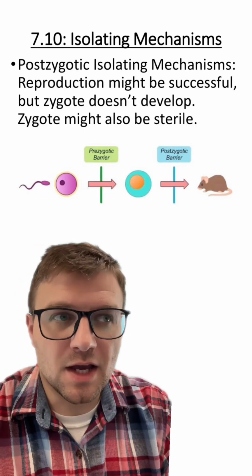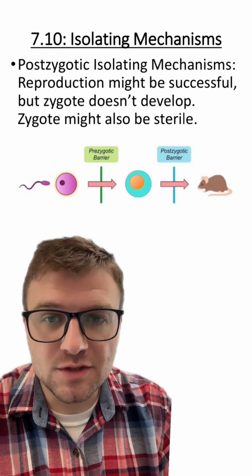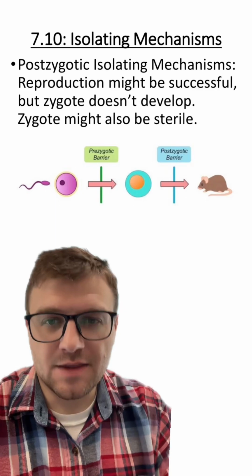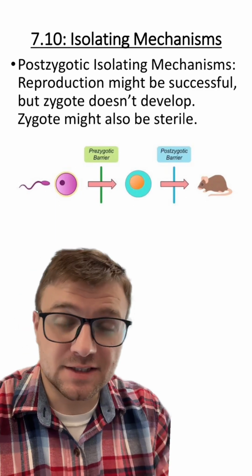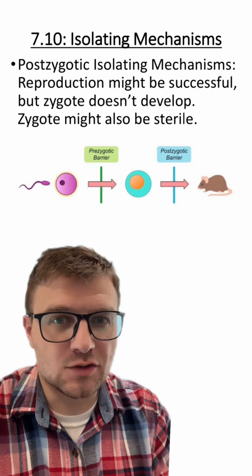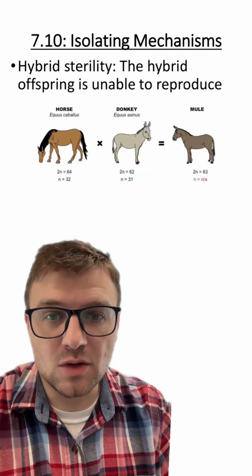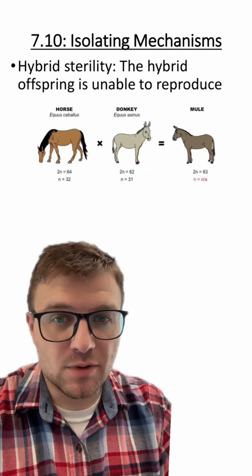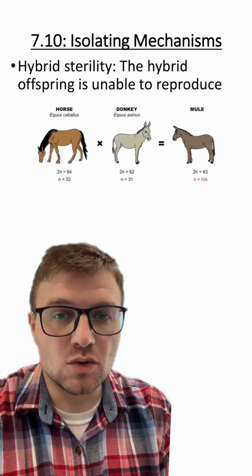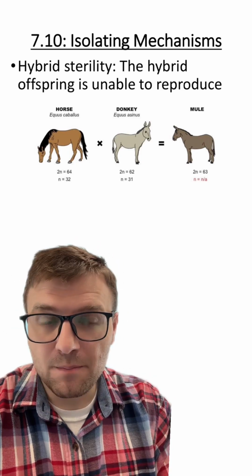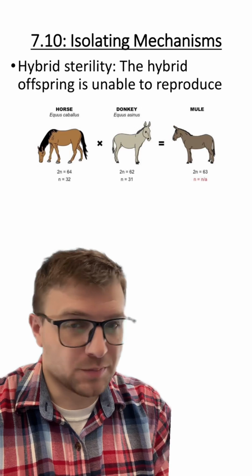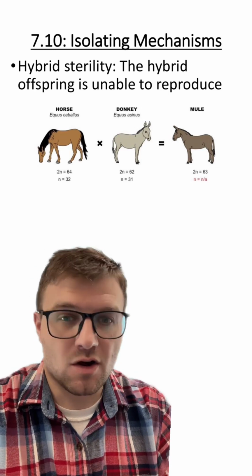The next group of isolating mechanisms are known as post-zygotic isolating mechanisms. This is after reproduction has been successful. However, for some reason, the zygote just doesn't develop correctly. Our first example is like the mule coming from the horse and donkey, where it's a hybrid. It's a combination of these two organisms or species, but it's sterile. It just doesn't reproduce. It's unable to continue that line.